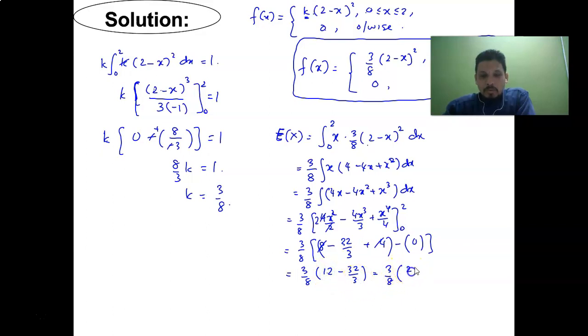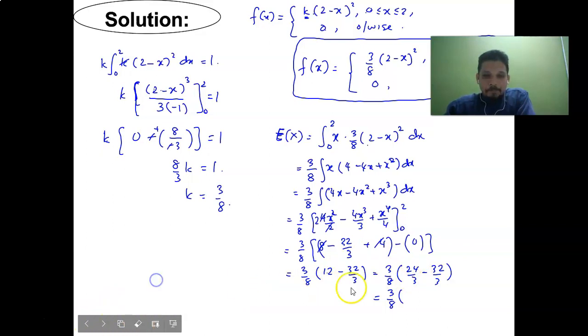12 times 3 equals 24 over 3 minus 32 over 3. Wait a minute, 12 times 3 equals 36. Sorry. Okay, 12 times 3 equals 36. So 36 minus 32 equals 4 over 3. So 4 over 3 divided by 8 equals 1 over 2.